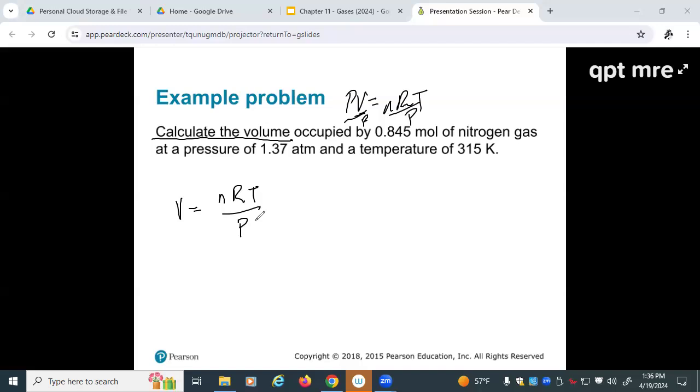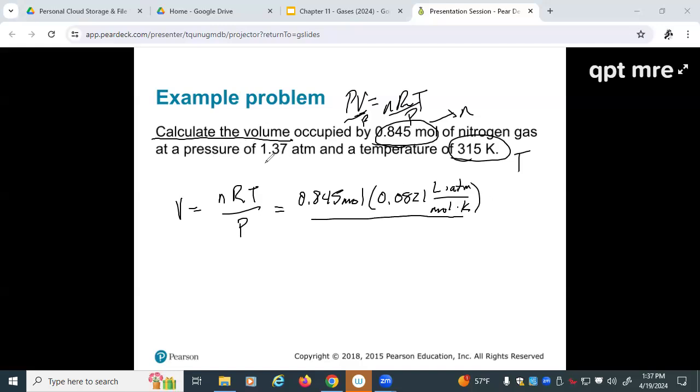Again, the reason I do this here is because it's a lot easier to manipulate this before I start throwing numbers and units in. Now that I know exactly what I need to do and the order it needs to go in, I can just plug in my values accordingly. So my 0.845 moles, that's my n. My R is 0.0821 liter atmospheres over moles Kelvin. My pressure is 1.37 atmospheres. That goes in the denominator. And my temperature of 315 Kelvin is the last thing I need in the numerator here.